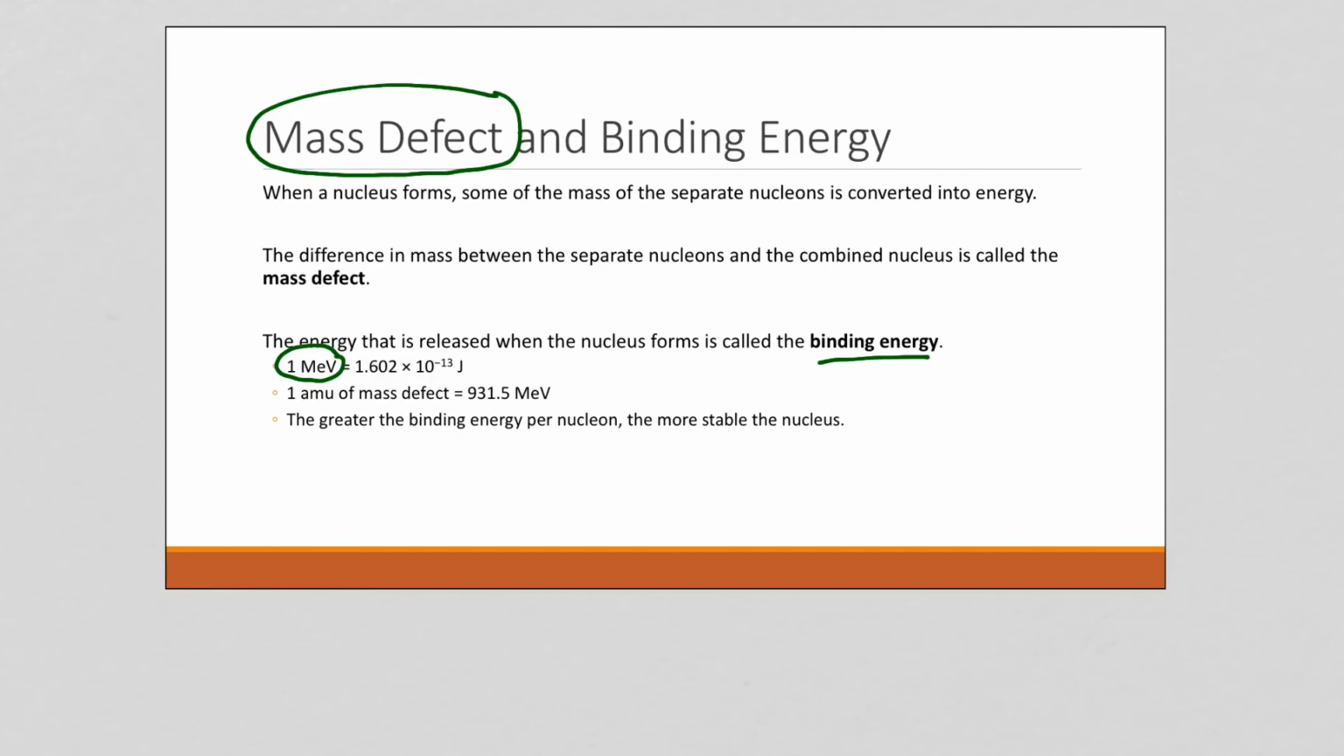So for every AMU in the mass defect, I have 931.5 MeV of energy associated with it. The larger the binding energy per nucleon, the more stable it is. This makes sense, because if it has a higher binding energy, it's going to be harder to break apart. The more strongly bound the particles are to each other, the less likely they are to undergo decay, to actually break apart.